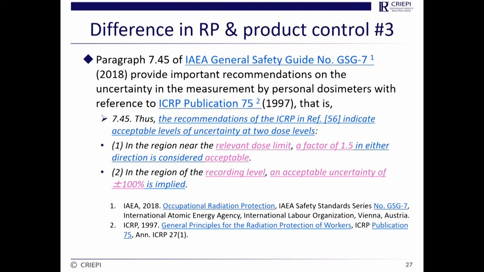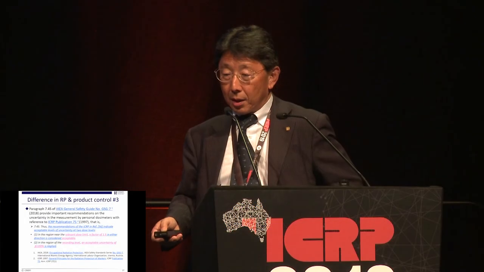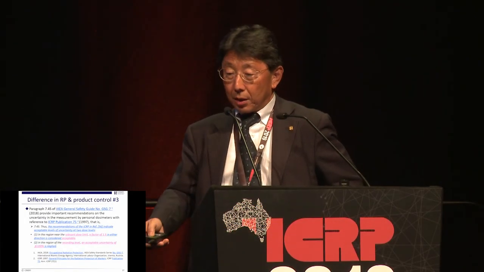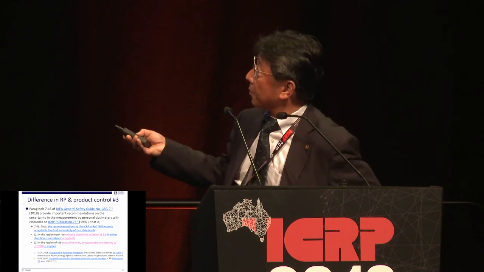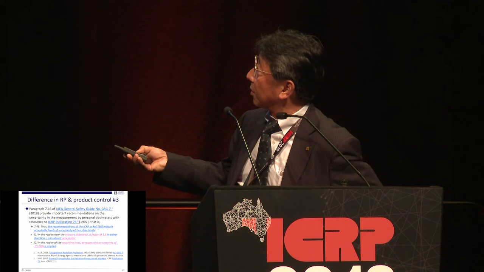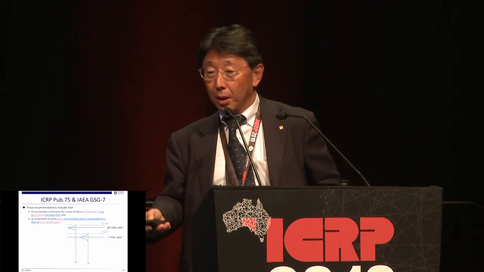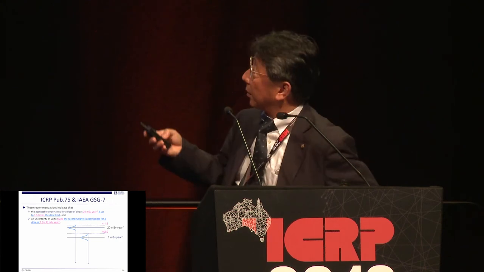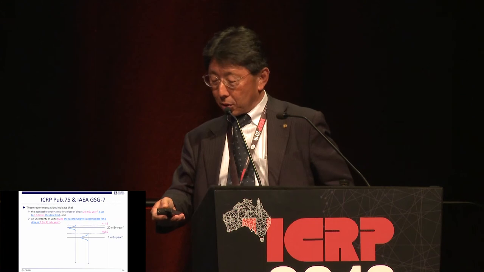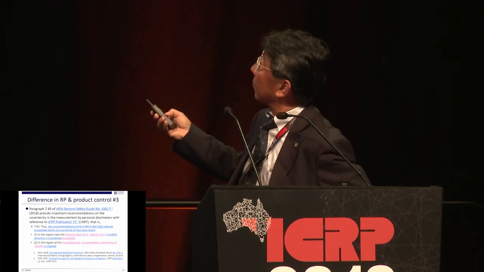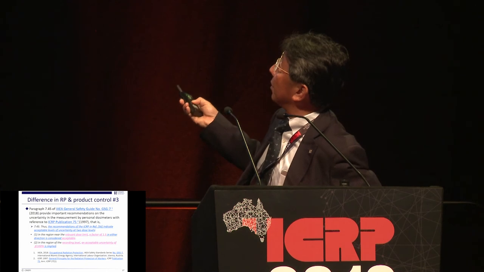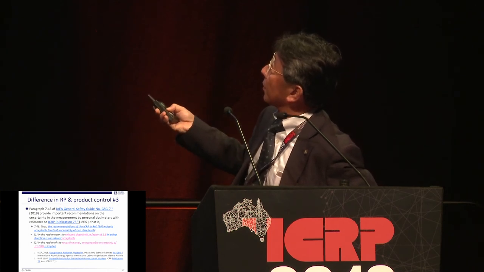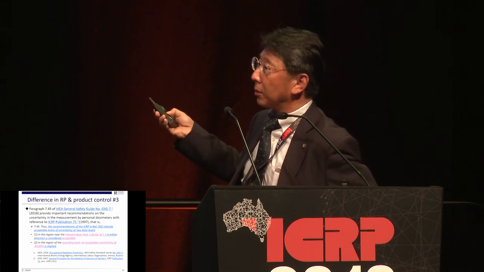So we can see a good phrase in paragraph 7.45 in IAEA GSG-7 and ICRP Publication 75. The IAEA document is on occupational radiation protection, and Publication 75 is regarding the general principles for the radiation protection of workers. And this is the schematic figure for this. In the region near the relevant dose limit, a factor of 1.5 in either direction is considered acceptable. So this document gives an acceptable level of uncertainty.